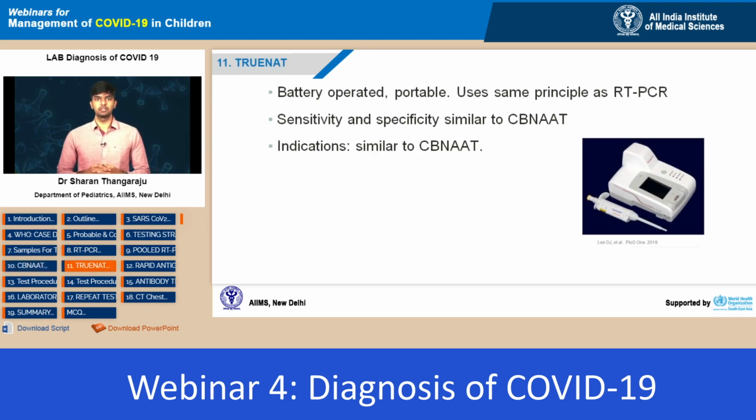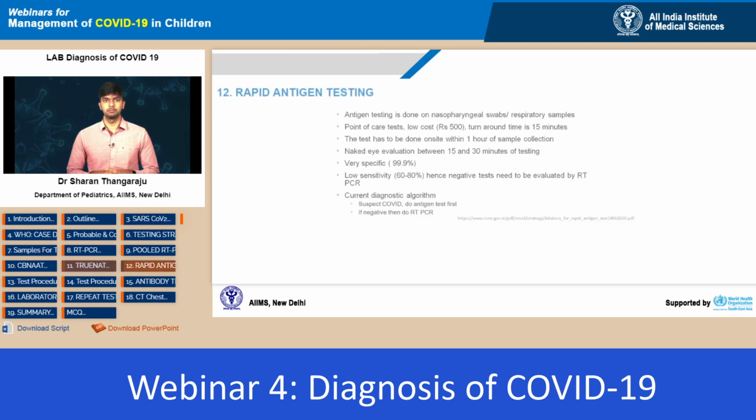TrueNAT is a mini version of the CBNAT or the GeneXpert, and it has a turnover time of approximately 1 to 1.5 hours. Being battery operated and portable, it can test up to 4 samples per batch. These features make it ideal for testing in peripheral healthcare centers, and it is found to have similar sensitivity and specificity to CBNAT. A negative TrueNAT result does not require confirmation by a RT-PCR.